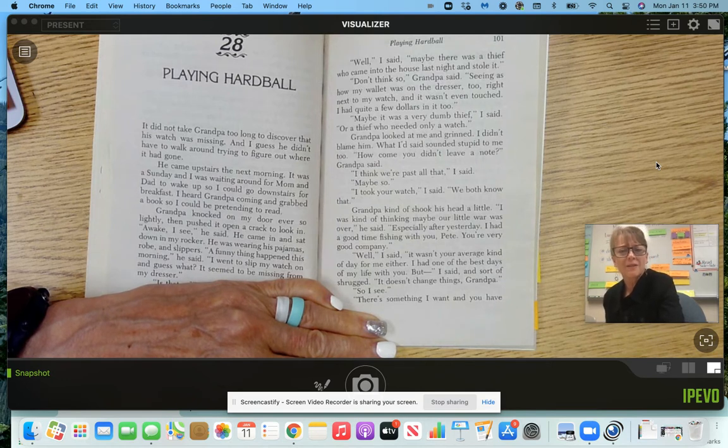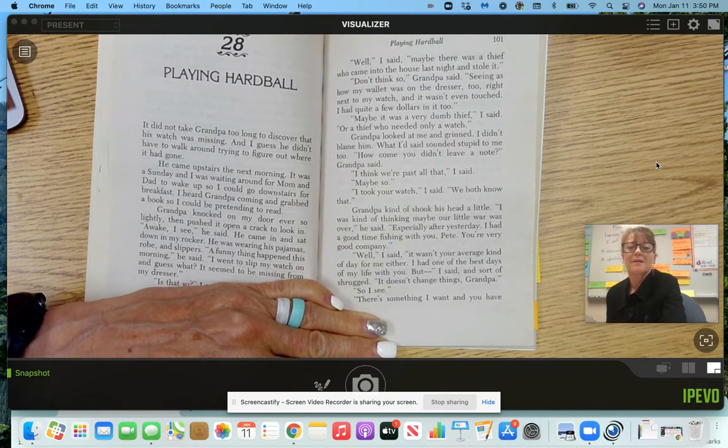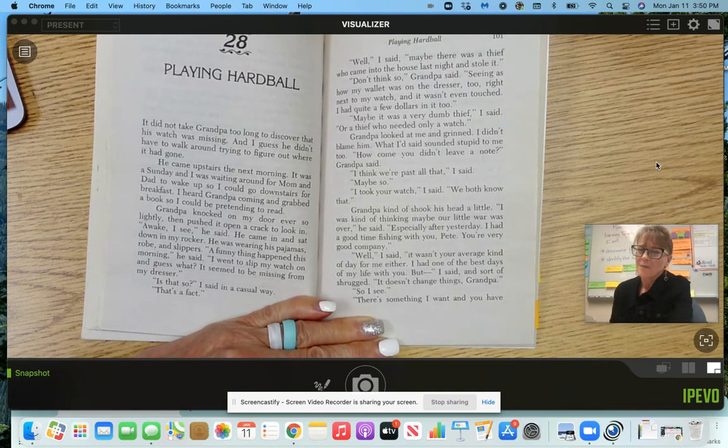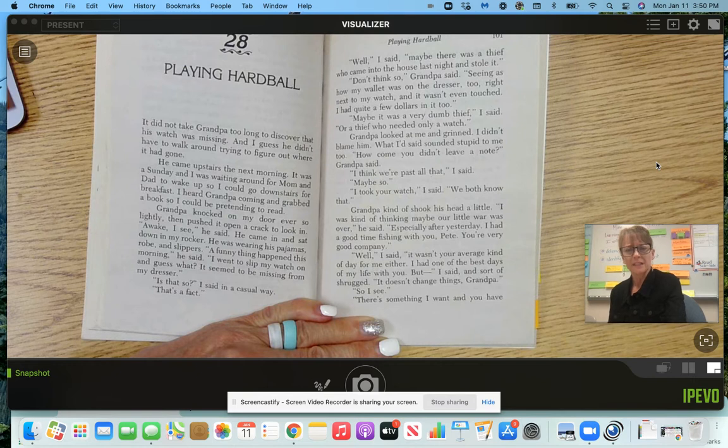"How come you didn't leave a note?" Grandpa said. "I think we're just past all that," I said. "Maybe so." "I took your watch," I said. "We both know that." Grandpa kind of shook his head a little. "I was kind of thinking maybe our little war was over," he said, "especially after yesterday. I had a good time fishing with you. Pete, you're very good company."